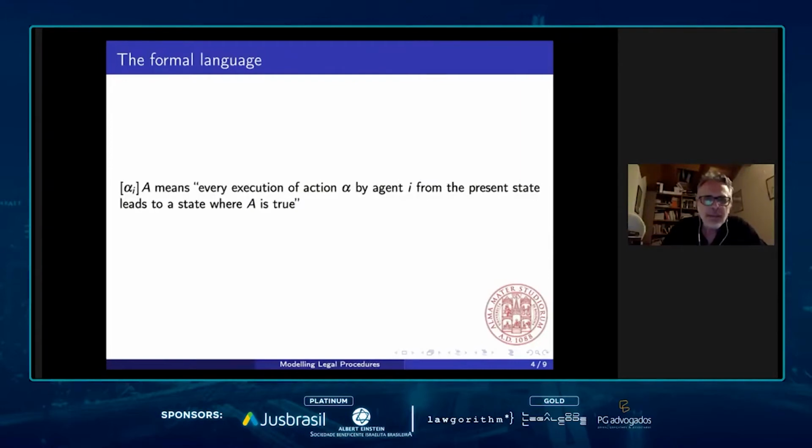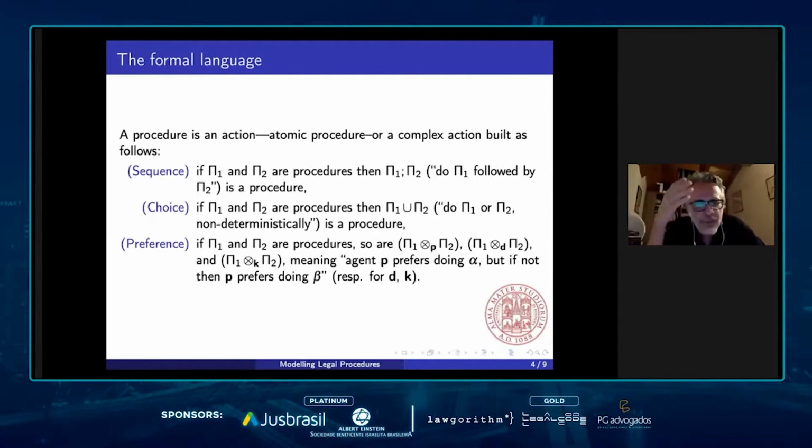So PDL, in the version we use, adopts these expressions. It's basically a modal logic with actions within the box. So [alpha]_i A means that every execution of action alpha by agent i from the present state leads to a state where A is true. And then we have constructors that are some of the usual constructors of propositional dynamic logic. In particular, you can build procedures using actions, and then you can have complex actions that are composed by the sequence operator. So pi1 and pi2 are two procedures that you can combine in a sequence.